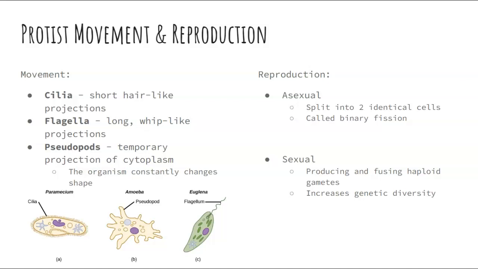And then for reproduction, asexually, they just split into two identical cells. We call that binary fission. It's a type of asexual reproduction. And then sexual reproduction is the same as what you're thinking that animals go through. You fuse haploid gametes together. It increases genetic diversity. This is the same thing that we were talking about with meiosis earlier in the year.